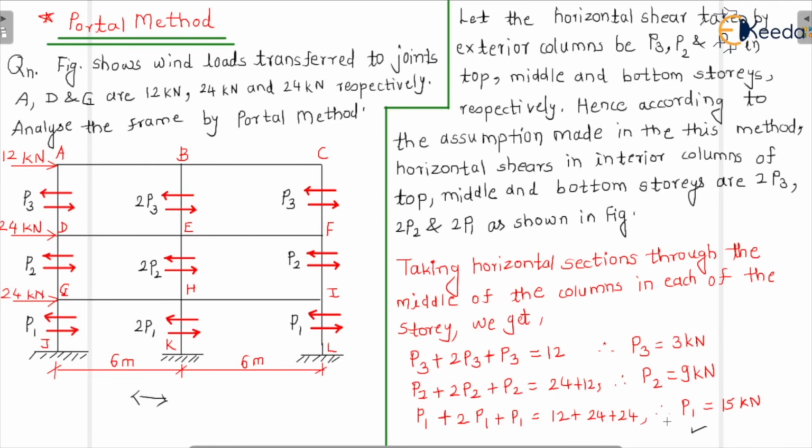So now we have the values. If someone asks what is the shear at GJ, that is 15 kilonewton. What is the shear at HK? That is 2 into 15, that is 30 kilonewton. Similarly, now we have all the horizontal shears.